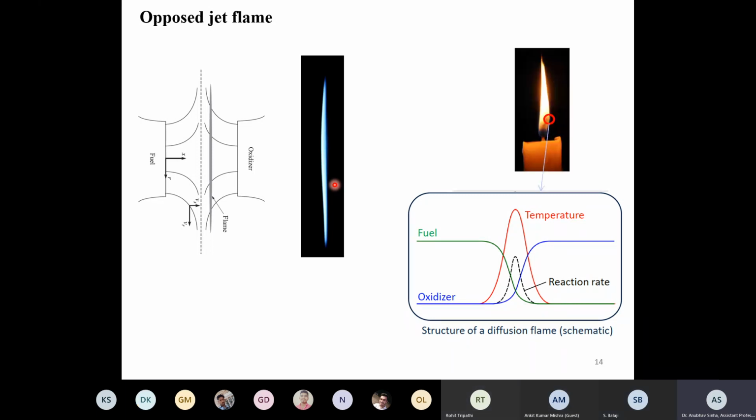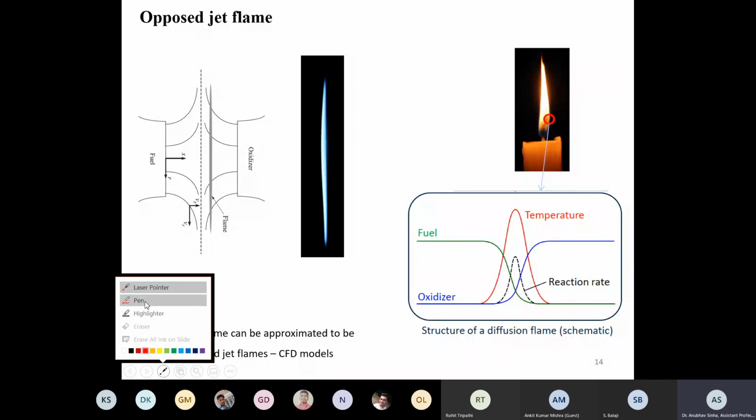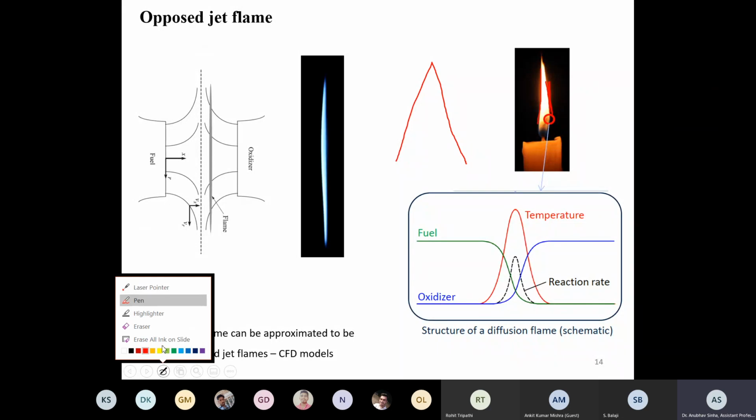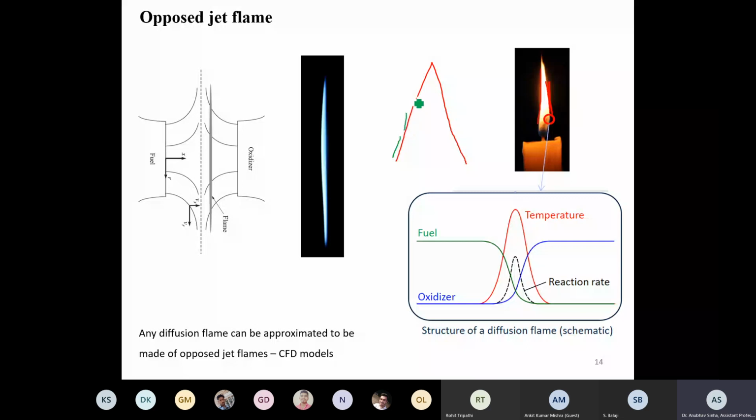But if we look at any general flame, for example a candle flame, this is how it looks. This profile we discussed actually for a candle flame only. So what we can say is that any diffusion flame can be approximated to be made of opposed flames. So if you have a candle flame, the candle flame consists of small opposed diffusion flames. Any jet flame is like this. You can say that there are small opposed flames, this is an opposed flame, like that. You understand what I'm saying?